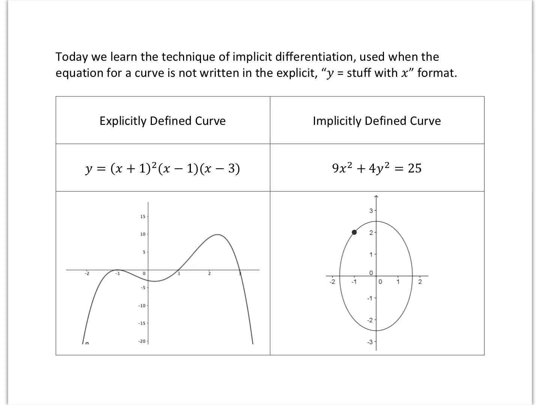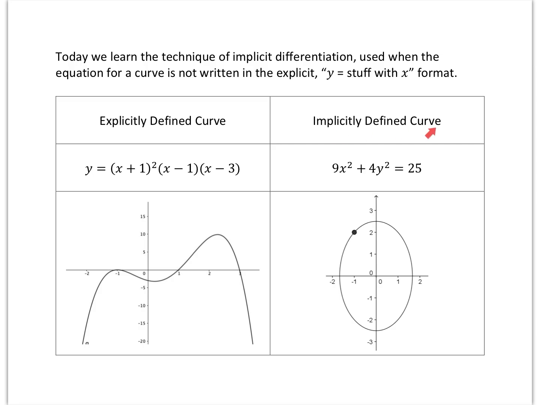Today we learn the technique of implicit differentiation, which is used when the equation for a curve is not written in the explicit y equals stuff with x's format. An explicitly defined curve is probably what you're much more used to seeing. It has y equals and then a bunch of stuff with x's on the other side. This one is a polynomial and there's its graph.